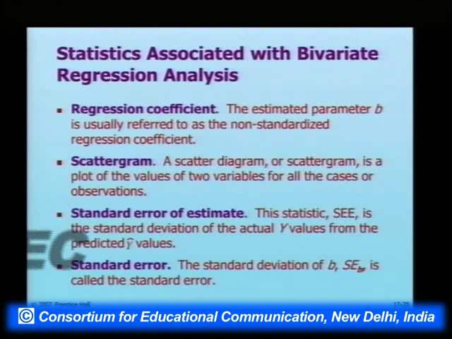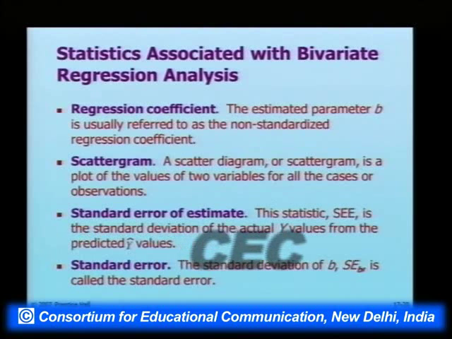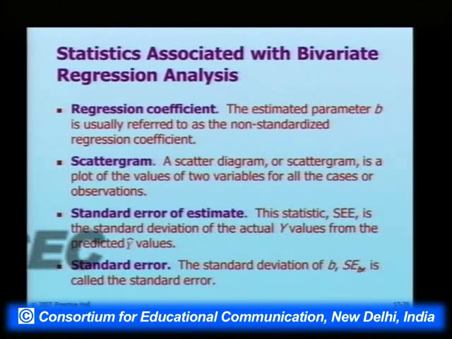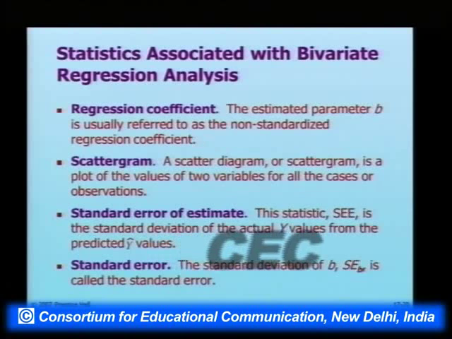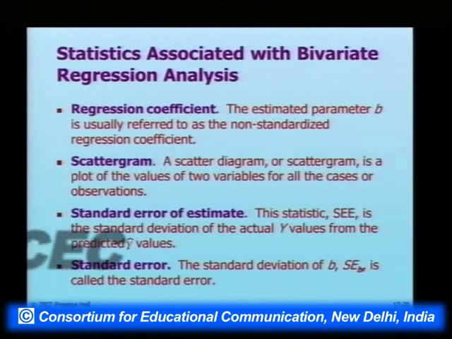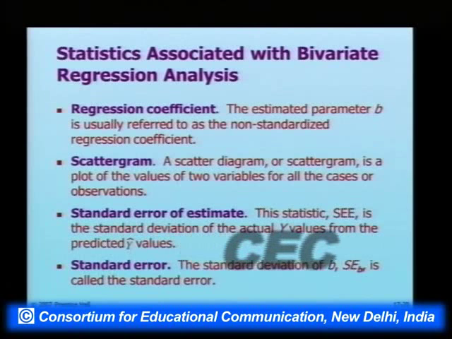The standard error of estimate, SEE, is the standard deviation of the actual Y and the predicted values of Y. This is actually the error. So we will predict from the model a particular value of Y which we call Y cap, and there is actually a value of Y for that corresponding X. These two may not be exactly similar, and the difference between these two is the error. If you take the standard deviation of all these errors, then this becomes the standard error.